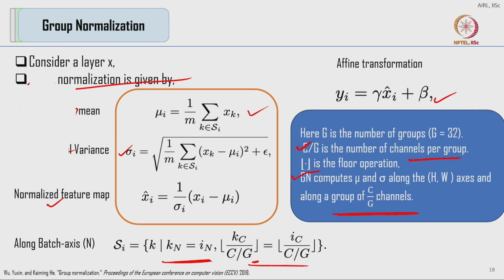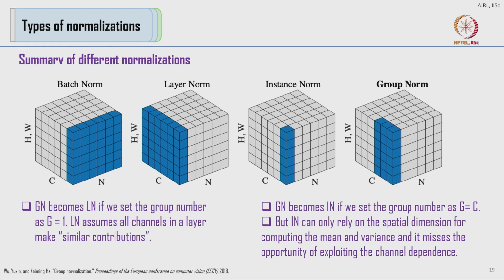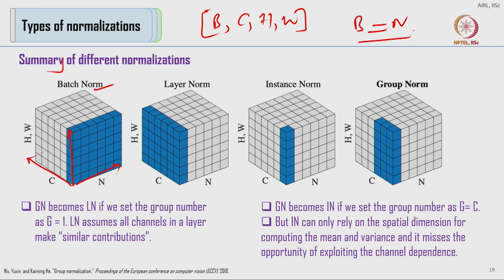Now although this may be a little bit confusing, let us look at an example that would clear a lot of these doubts. Let us look at a summary of different normalizations. Now let us plot batch size, channel, height, width, and when I say batch size, it is equal to N. So it is just a notation. Now if we look at the batch norm and if I look at the axis here, it is across the channel axis.